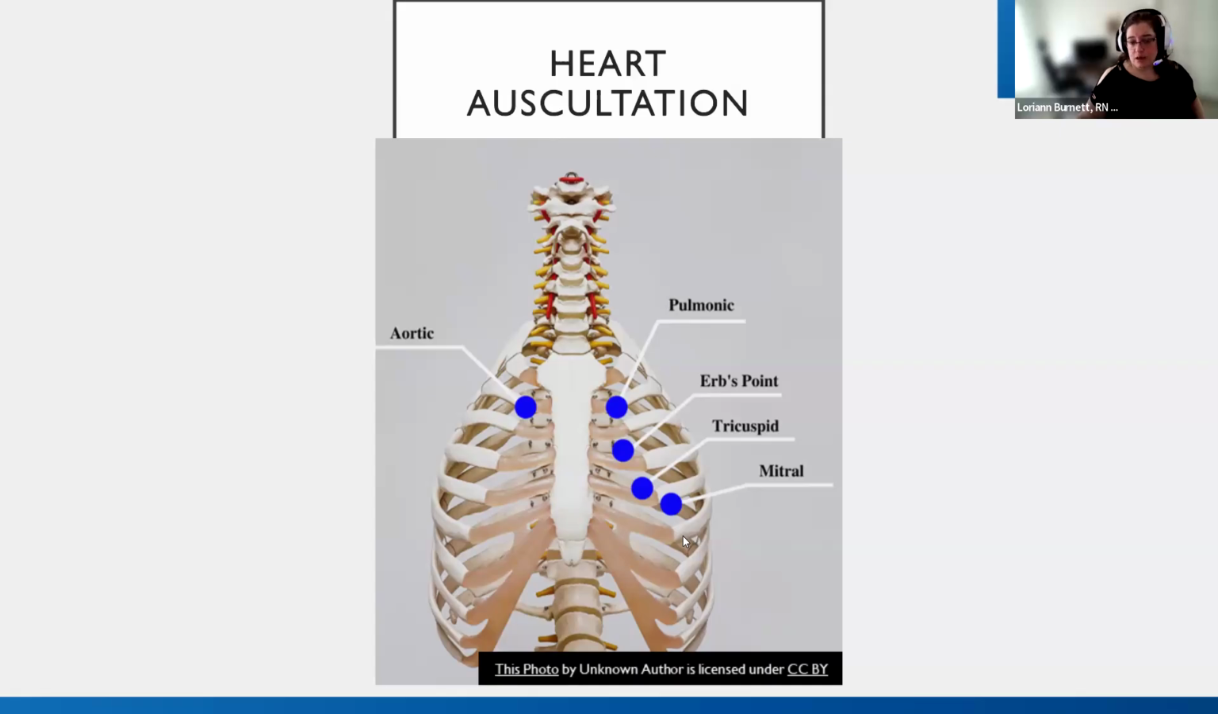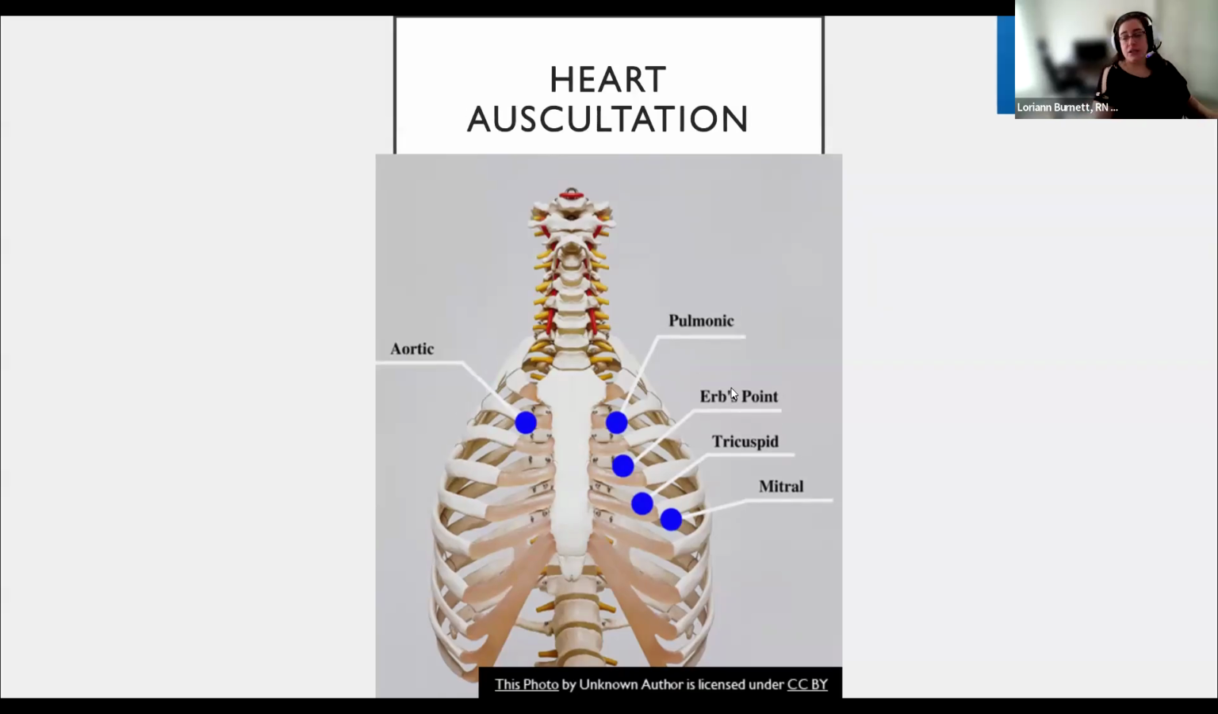Our mitral valve is also known as our apical pulse. But the reason we need to know this is that aortic is going to let you hear the closest area to the aortic valve opening and closing. So we listen to these heart sounds because we don't actually hear the muscles contract. What we hear is the valves opening and closing. So each of these are the aortic valve, the pulmonic valve, the tricuspid valve, and the mitral valve.